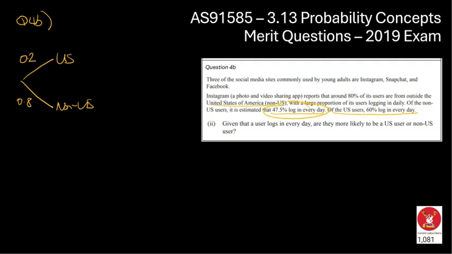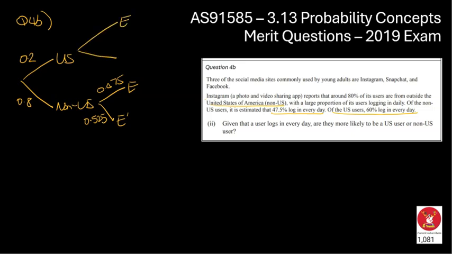And then we've got this 47.5 number. So that's of the non-US numbers, 47.5% of them log in every day. So here we're going to use E for every day and then E dash for not every day. So this here is going to be 0.475, which means my bottom branch is going to be 1 minus that, which is 0.525.